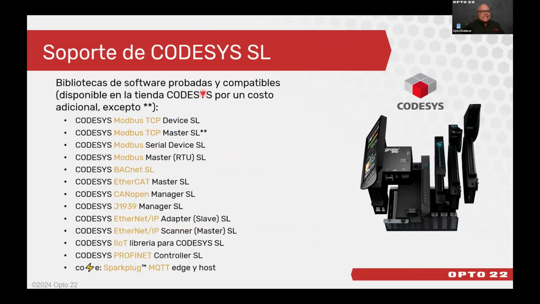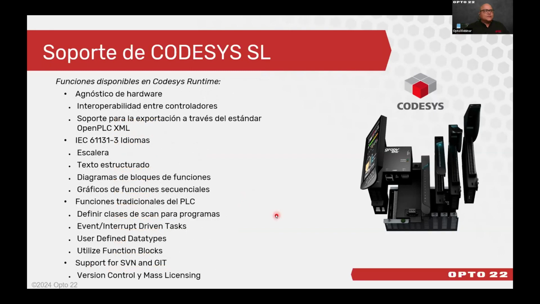En CODESYS se llaman SLs, Software Libraries. Y aquí vemos todas las diferentes software libraries más comunes, que hemos validado que trabajan excelentemente con el producto de Opto 22. Ya vienen incluidas las de Modbus TCP Master, pero hay comunicación a BACnet, EtherCAT, CANopen, EtherNet/IP, Profinet y muchísimas otras más. Hemos visto IO-Link y varias otras formas de comunicación.